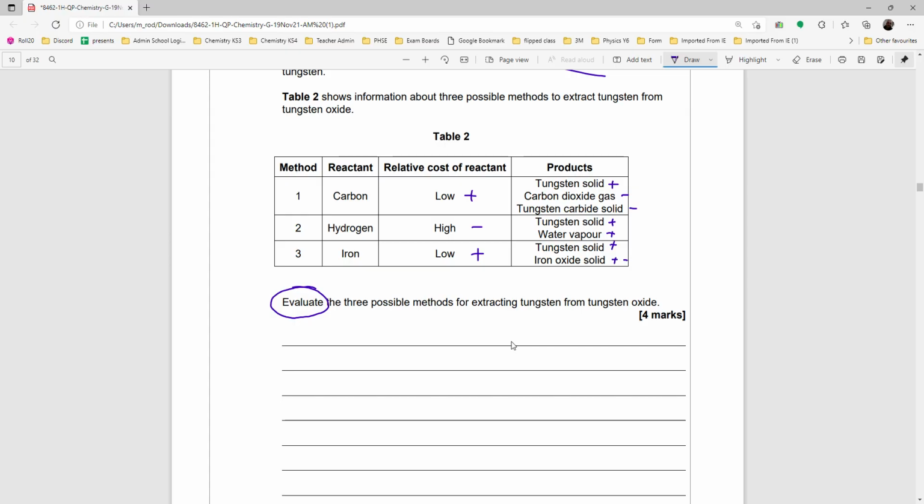Overall though, let's take a look. We've got cost: negative, positive, positive. I now need to make a decision. I'm going to go for the iron. The reason why is because it has low cost, and it produces pure tungsten, and only tungsten in that form. On top of that, the iron oxide should not be too difficult to remove from it, although the water vapor would be easier. In this case, I would actually write out the positives and negatives for each of them, and I would then come up with my answer in the end about which one I would choose.